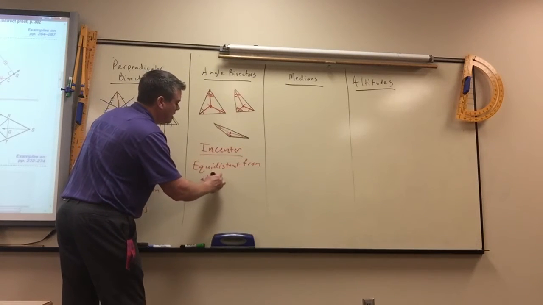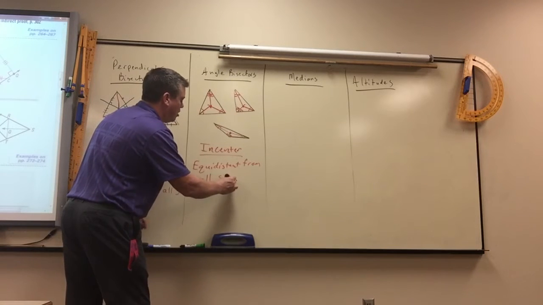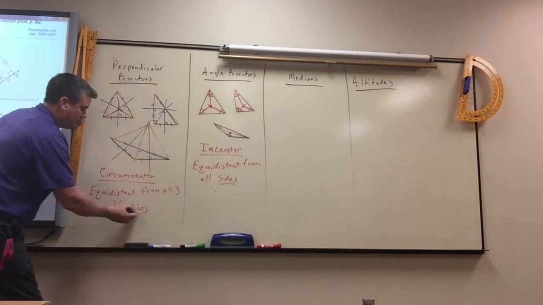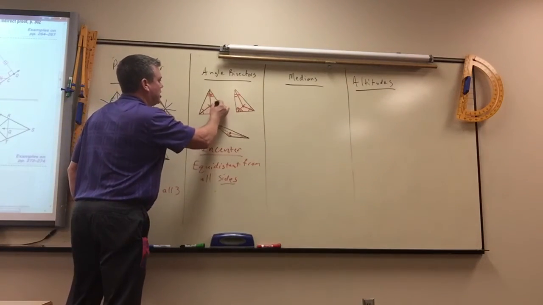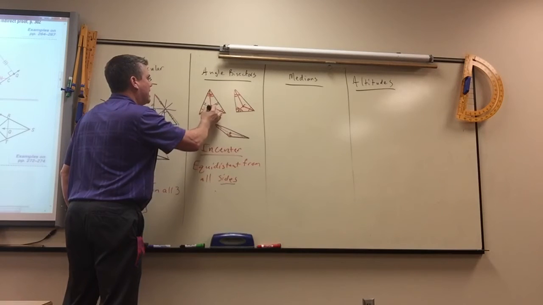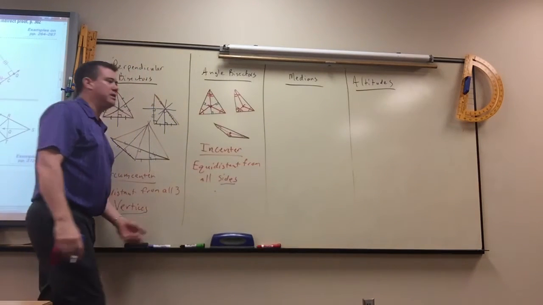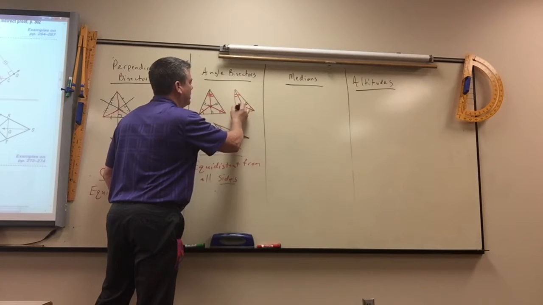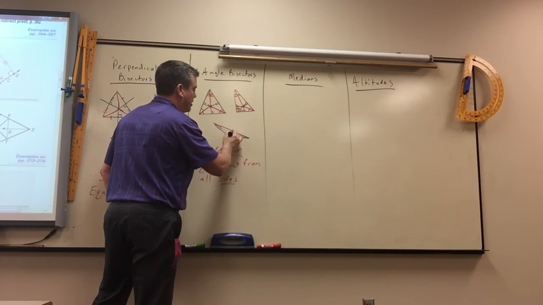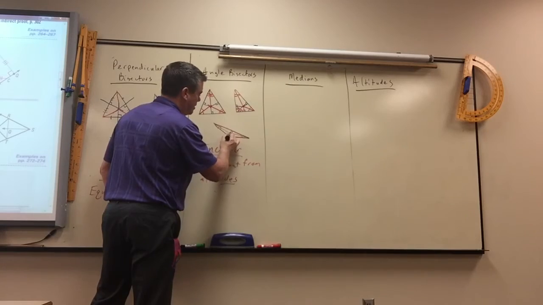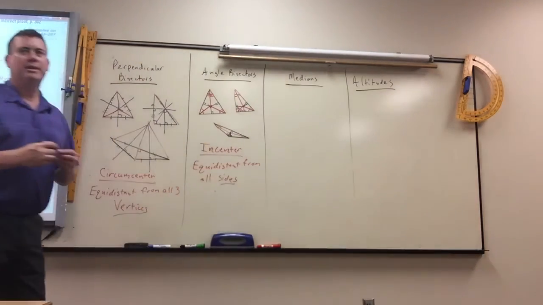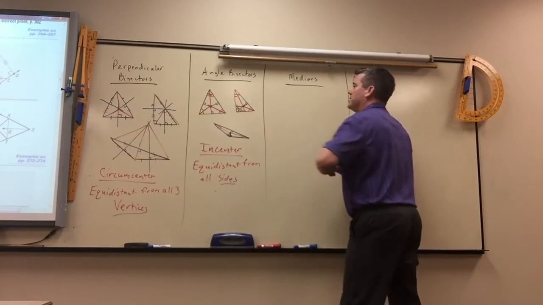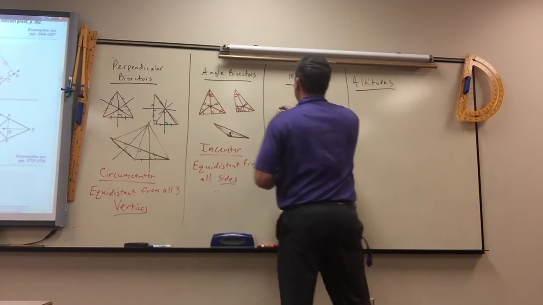So the incenter is equidistant from all three sides. This one's from the vertices, this one's from the sides. So this, and this, the last worksheet we just did, they'd all be equal. From here to here, here to here, and here to here. There to there, there to there, there to there. Okay? Then on the medians, similar to angle bisectors, they will always meet in the middle.